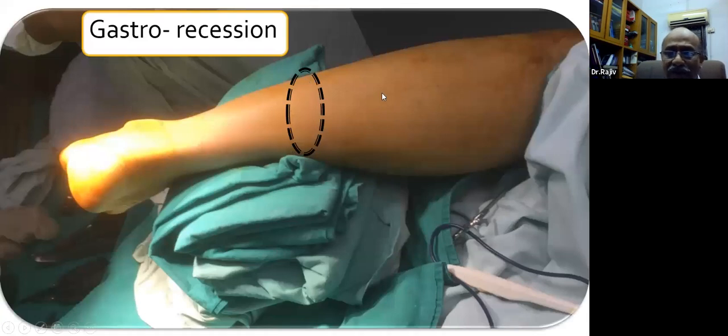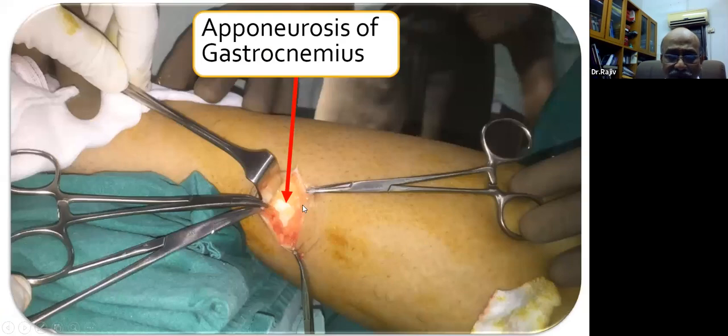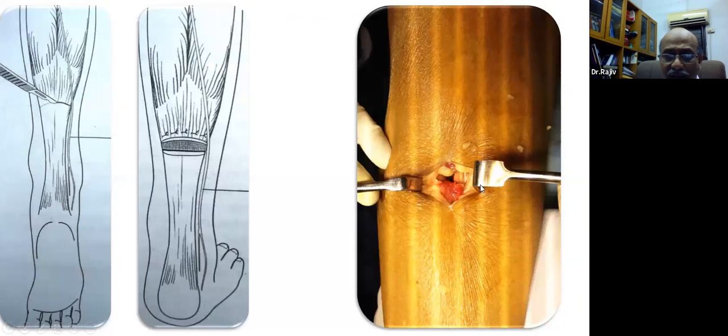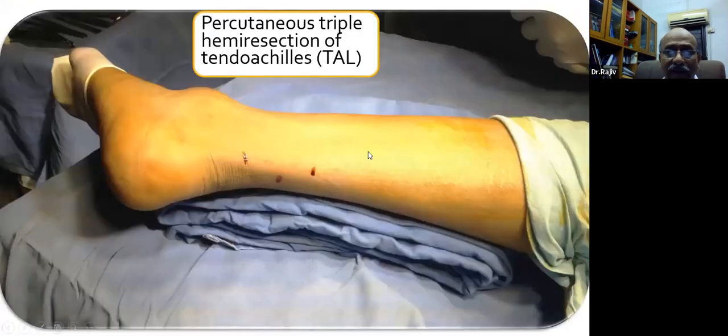You put in your incision at the musculotendinous junction of the calf, open the aponeurosis of gastrocnemius and cut the aponeurosis of gastrocnemius like it is shown here. And this is going to increase the dorsiflexion and release the contracture of tendo-Achilles. The other method, when you have contracture of the tendo-Achilles, is percutaneous triple incision hemisection of tendo-Achilles.